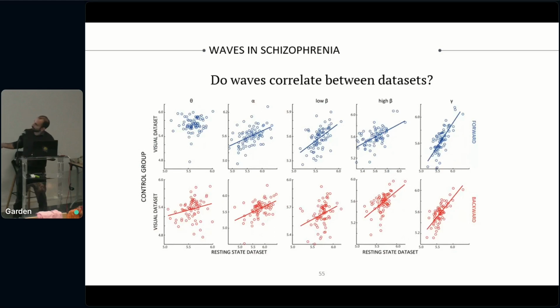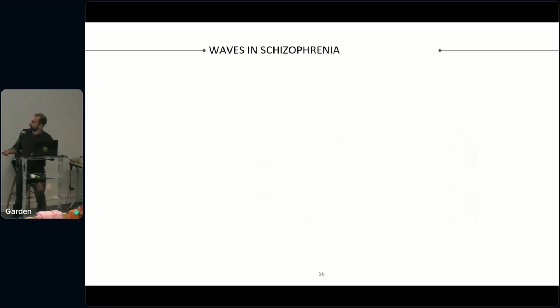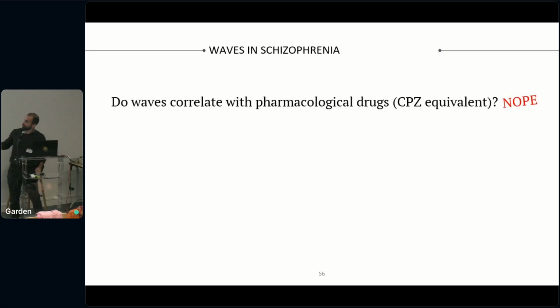So it's kind of reassuring that we were able anyway to correlate between datasets the amount of waves, because it kind of says we are measuring the same thing. So that's also nice. Lastly, we went a bit farther. Schizophrenia patients were under pharmacological treatment, which is measured in CPZ equivalent, and we tried to correlate the amount of waves in every frequency band, in every direction, with the amount of the drugs that they take, and there was no correlation whatsoever.